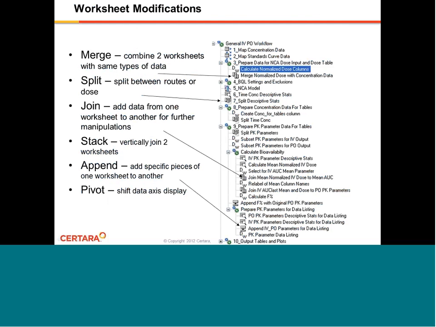So in order to perform this calculation, you can use a variety of data tools. They include the merge tool to combine two worksheets with the same type of data, split worksheet, join worksheet, add data from one worksheet to another for further manipulations. Stack allows you to vertically join two worksheets. Append, you can add specific pieces of one worksheet to another, or pivot to shift the data axis display.